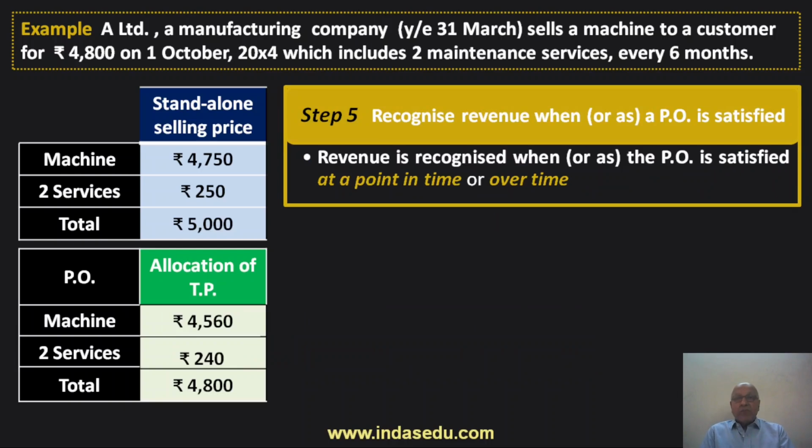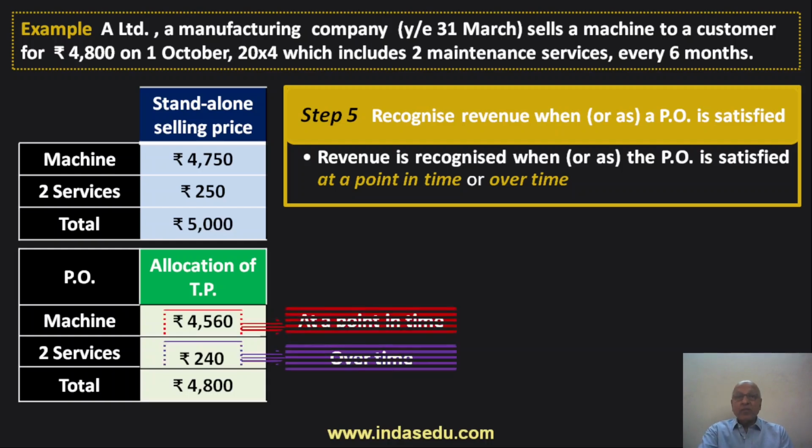Last step, step 5, recognize revenue when or as its performance obligation is satisfied. We will recognize revenue when or as the performance obligation is satisfied. It can be either at a point in time or over time. Revenue is recognized when means at a point in time, or as means over time. Now you see, machine is delivered at a point in time and the services are over time.